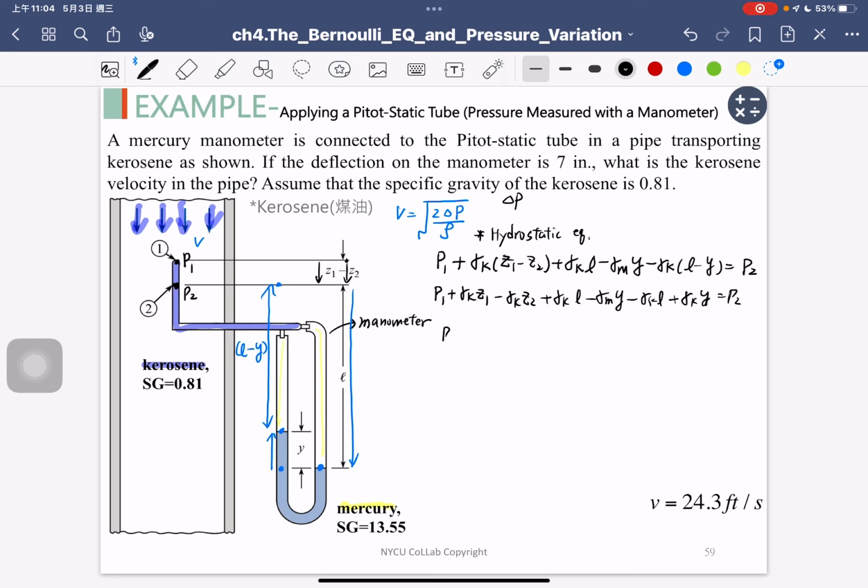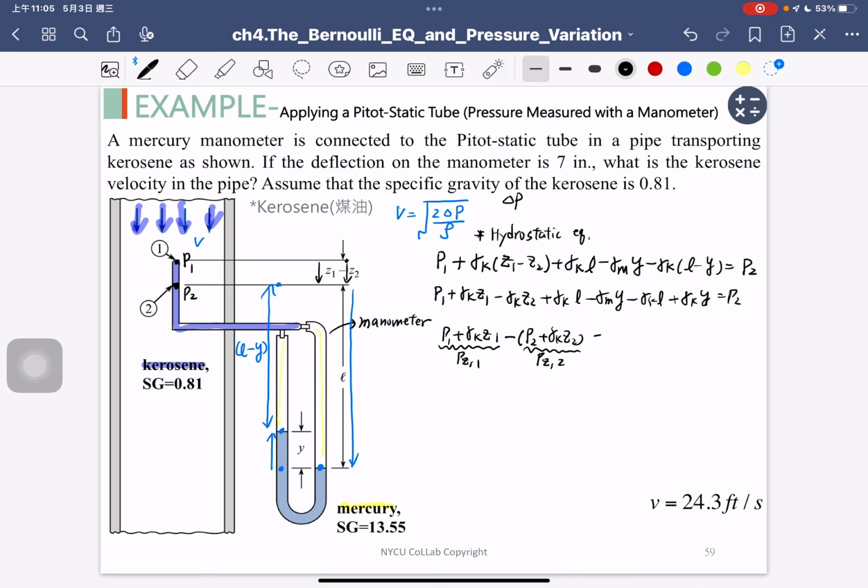This is P1 plus gamma k Z1, the piezometric pressure for point 1, because it's P plus gamma Z1. Similarly, I move P2 to the left-hand side, so there is a minus, and this is P2 plus gamma k Z2. These are the items for the piezometric head of point 2. So the two items minus together are all equal to our delta p.